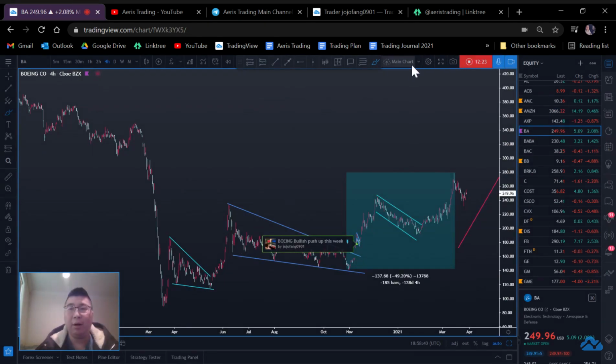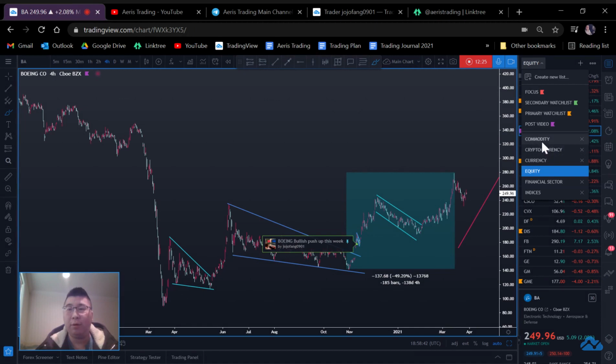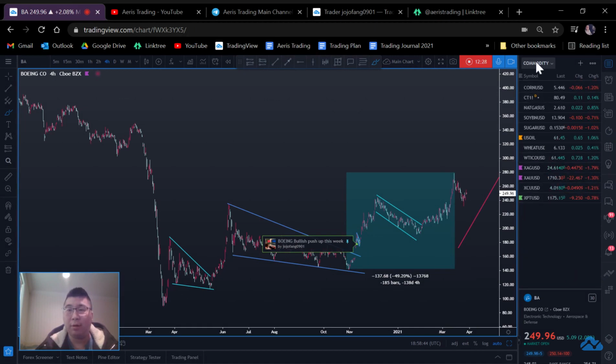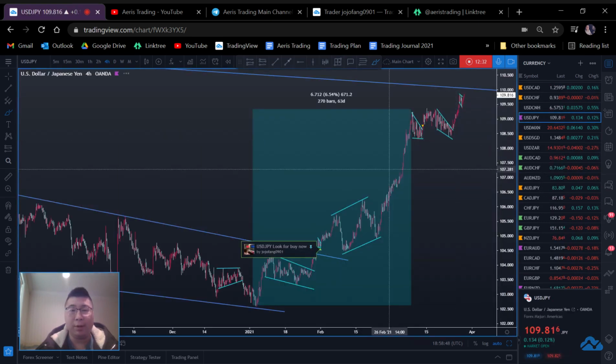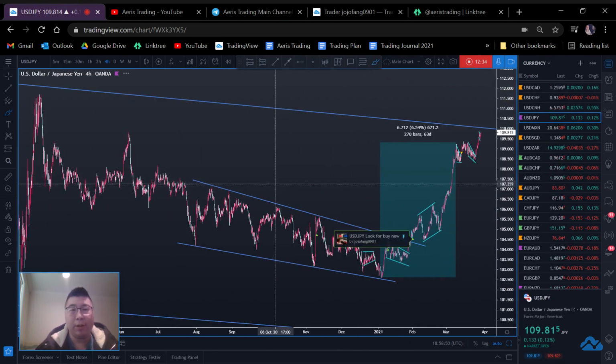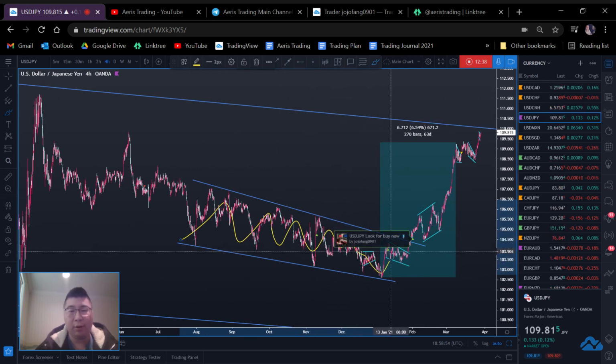So these are a few equity examples. Let's jump into a few currency examples. I want to look at dollar yen. Dollar yen was a pair that I keep talking about when we see that kind of descending channel. So we see a descending channel, which is a reversal.